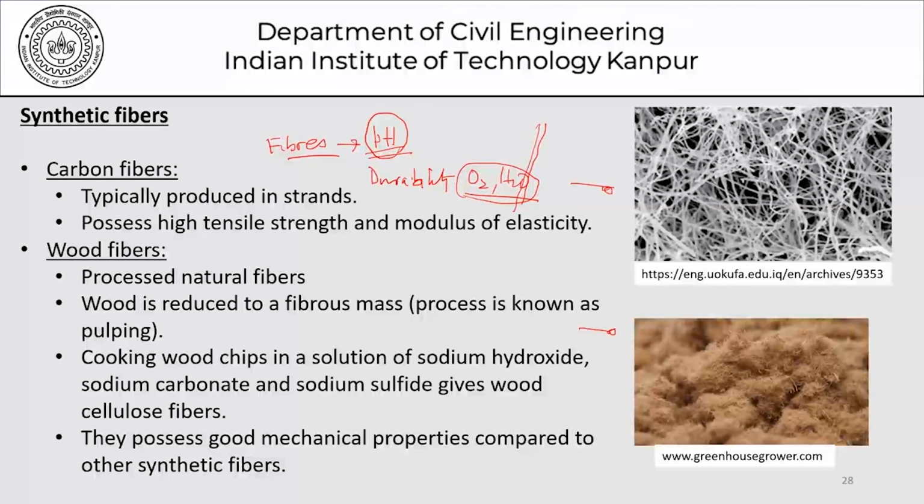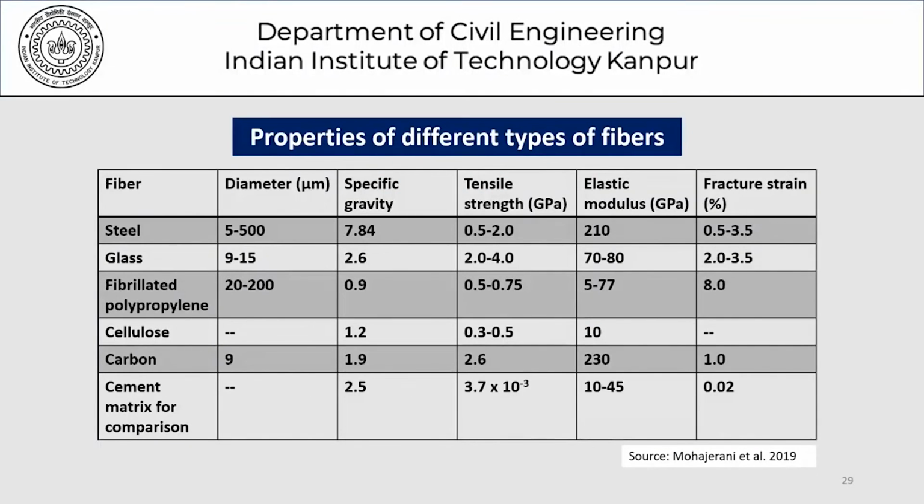Here is a picture which compares the properties of different fiber materials: steel, glass, fibrillated polypropylene, cellulose, carbon, and of course cement matrix is there only for comparison. So if we talk in terms of diameters in micrometers, steel is 5 to 500, glass, polypropylene, specific gravity is listed here, tensile strength is listed here, and the elastic modulus is listed in this column here, along with the fracture strain somewhere here. So if we look at these properties, these are the facts.